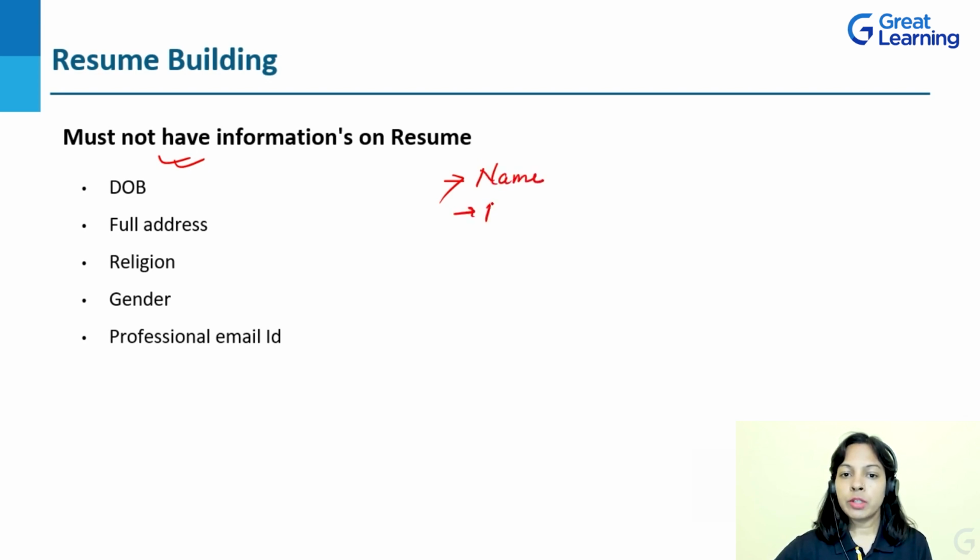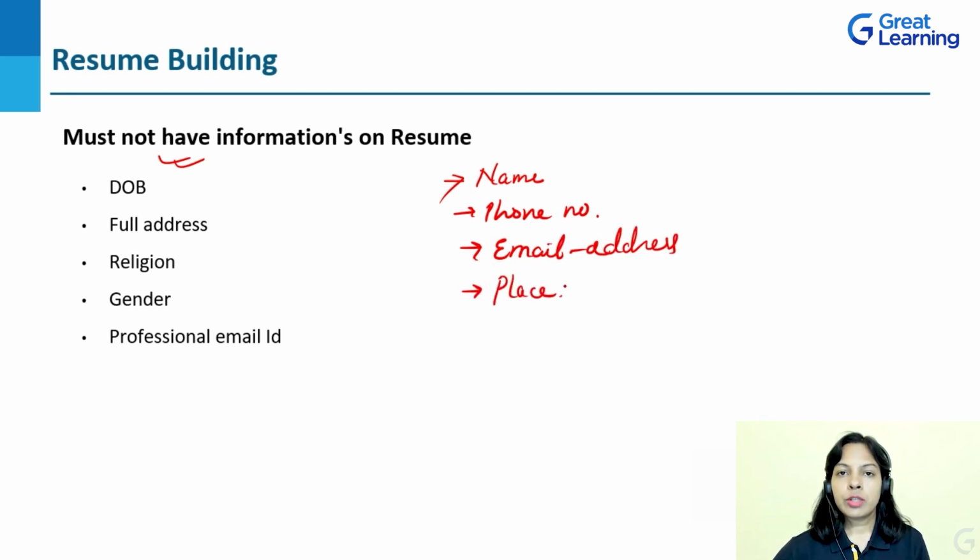Okay, your phone number, your email address, your city, that is place. So you can just write here in place. You just have to mention the city and the country. That will be enough. And then also you can mention your LinkedIn profile.